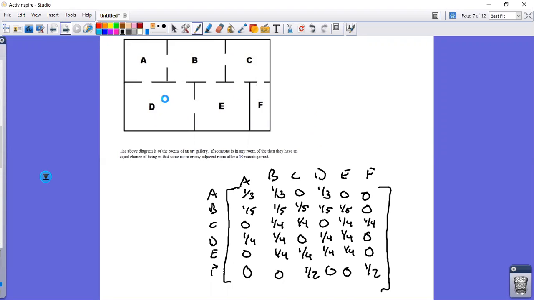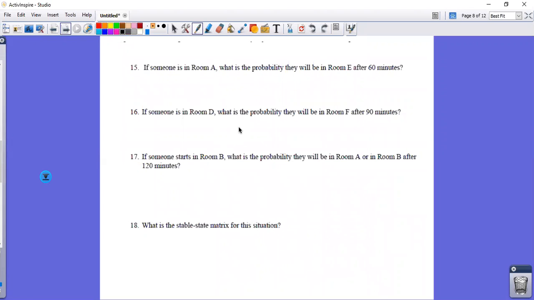If there is a place they can't leave from, that's called an absorbing state. That would be like if I said you couldn't leave the room once you're there, then eventually everybody would be in room F. And your stable state would show that.